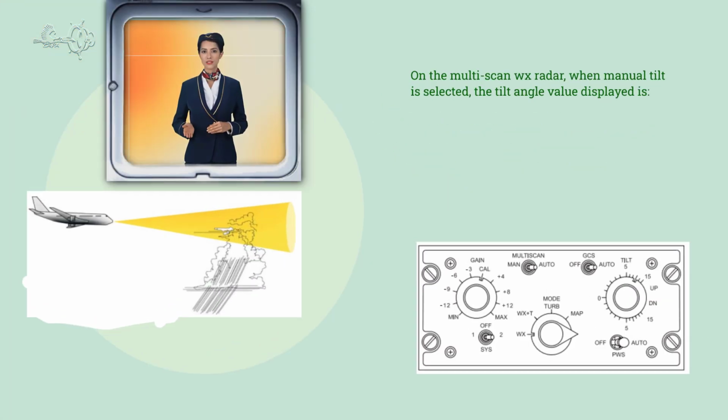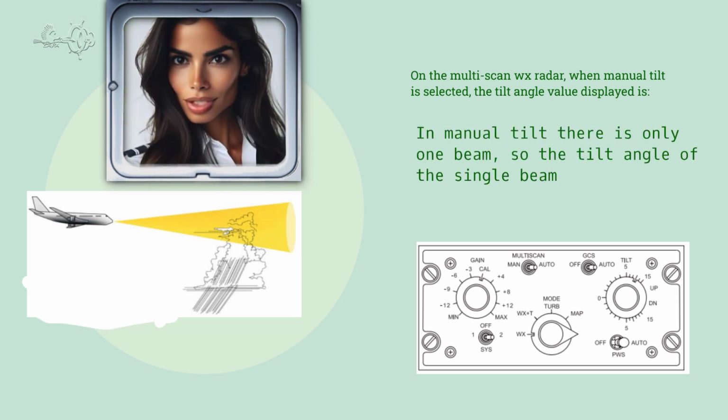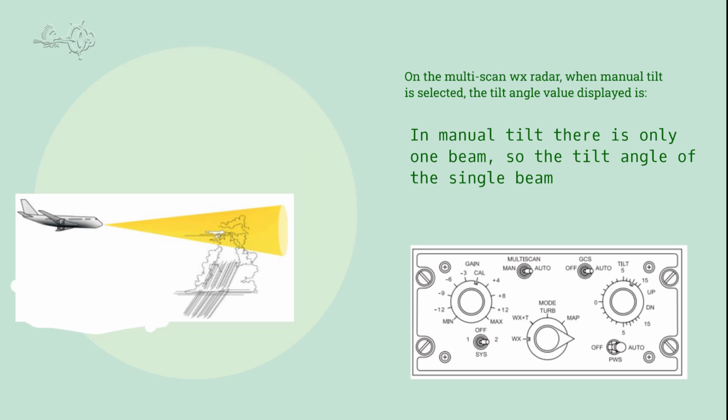Here is another question for you. You might wonder, on the multiscan weather radar, when manual tilt is selected, what exactly is the value of the tilt angle, and how does it differ from the auto tilt mode? When you switch to manual tilt mode, there's just one beam doing the work. So the tilt angle you see on the display is the tilt of that single beam, plain and simple.